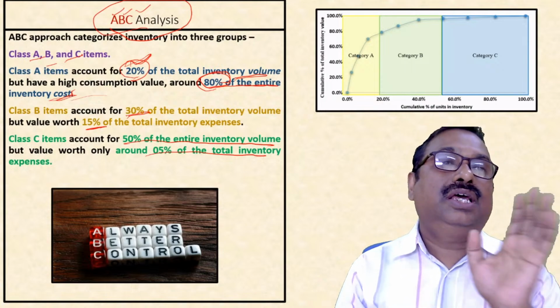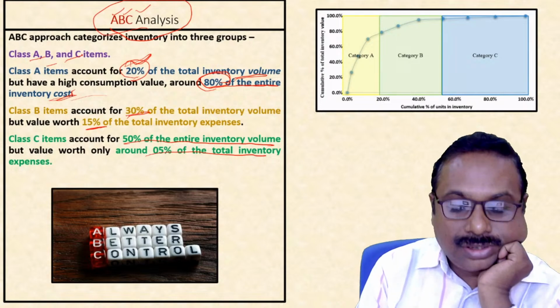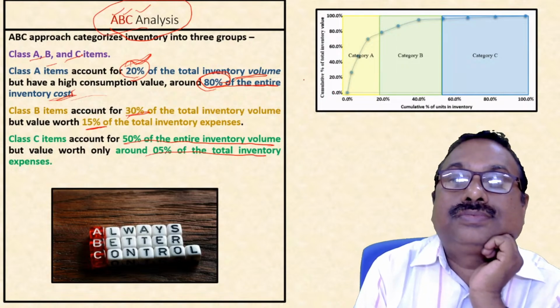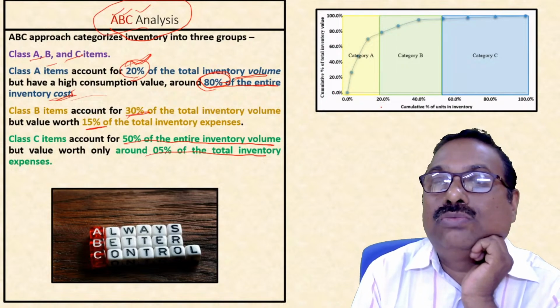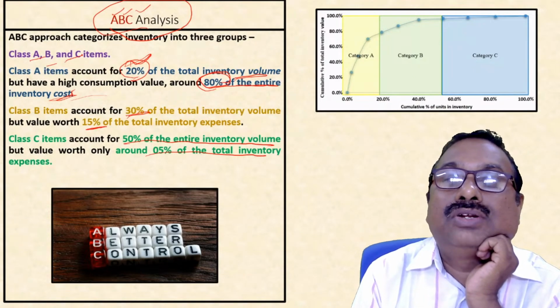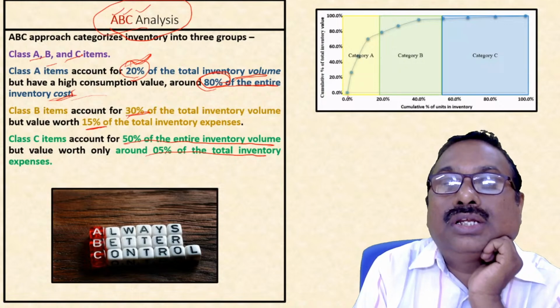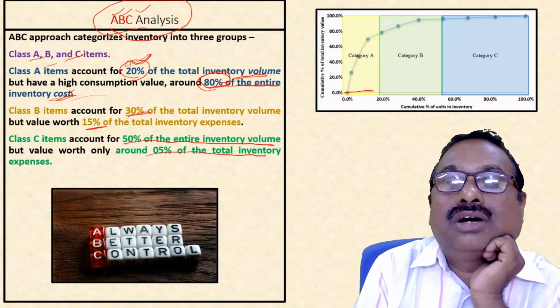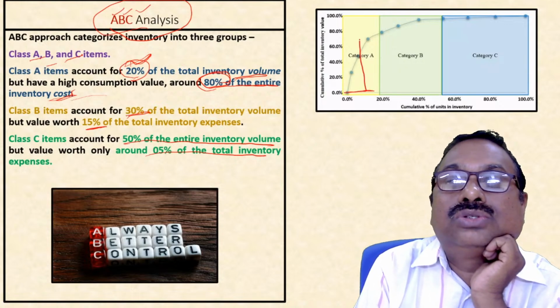That means A items are vital items. If you see this here, this is the cumulative percentage of units and the cumulative percentage of total inventory value. So here you have 20% of inventory, and it constitutes 80% of the cost.